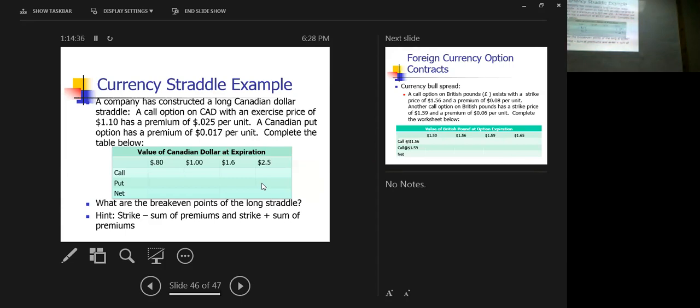So what are the break-even points? One person give me the core break-even, the upper break-even, and one person give me the lower break-even. What's the upper break-even?